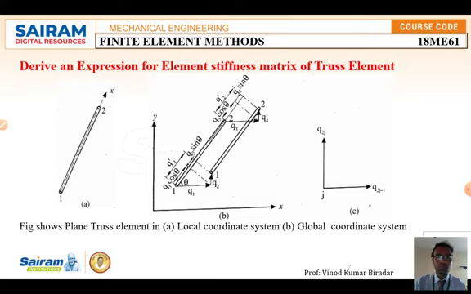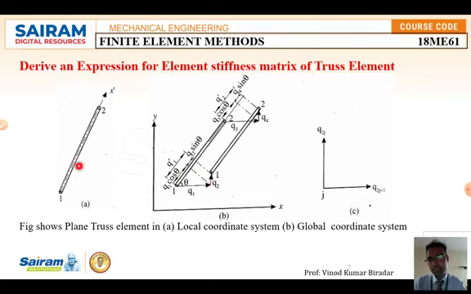This is the most important derivation, so anytime in an examination they ask it. The question is: derive an expression for the element stiffness matrix of a truss element. How we derived the bar element, in the same way we derive the truss element. Figure A shows the local coordinate system, and figure B shows the global coordinate system.